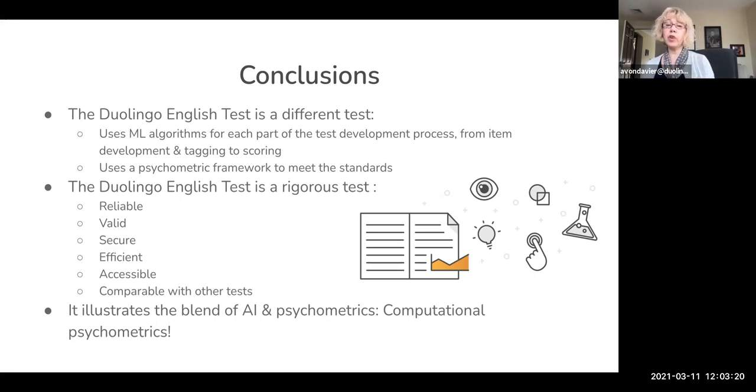And the reason why it's affordable is that we take advantage of the technology in order to serve the test takers better and provide a flexible offering. It also illustrates perfectly the blend of artificial intelligence and psychometrics, as in computational psychometrics.